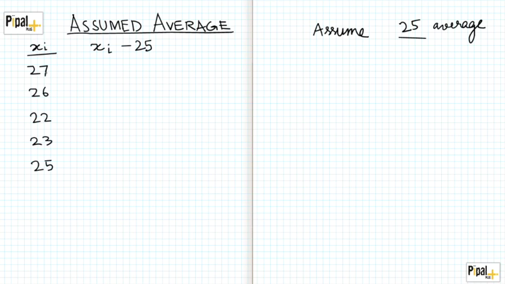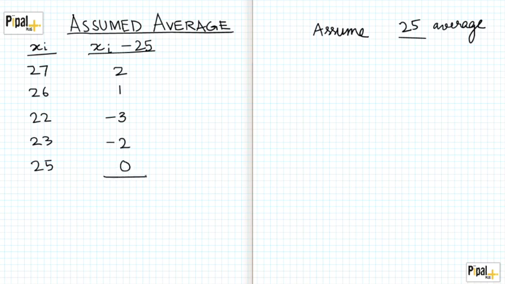So for 27, 27 minus 25 is 2 units. 26 minus 25 is 1. 22 minus 25, however, is negative 3. Please remember, you have to make sure that you get the sign right. Then 23 minus 25 is minus 2. And 25 minus 25 is 0.